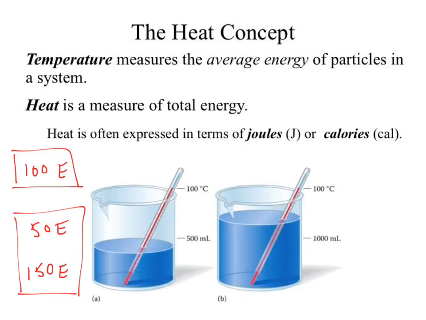This becomes important because if I take a 100-degree cup of coffee and pour that on myself versus a 100-degree eyedropper of coffee and pour that on myself, the eyedropper is going to hurt me less. Why? What's less? The heat is less. The temperature is identical, but the heat is less. There's less particles to transfer energy into my skin, so it burns me less.